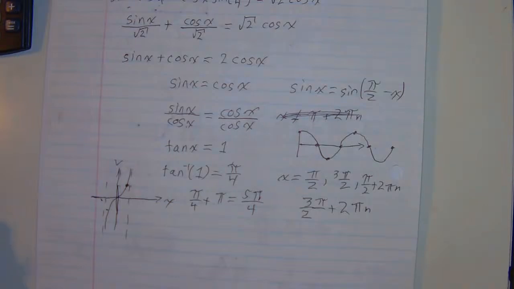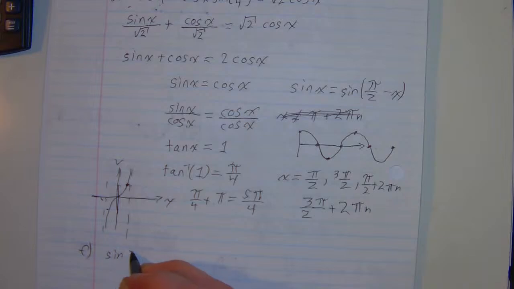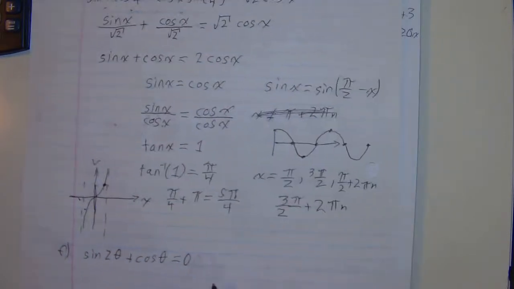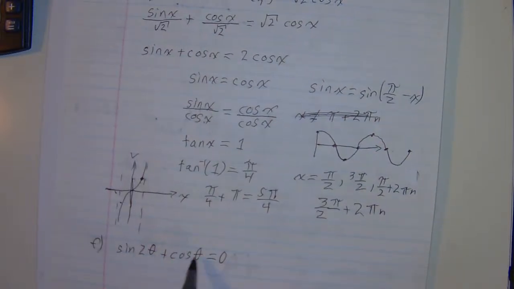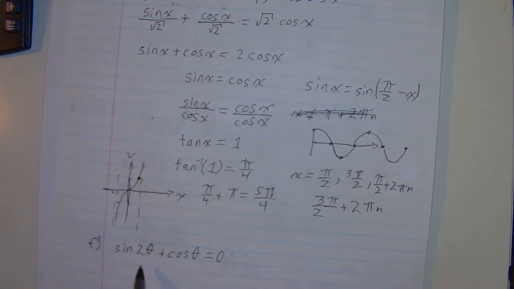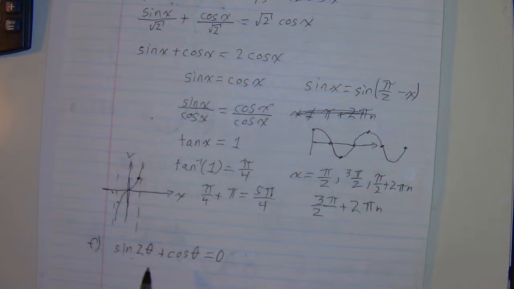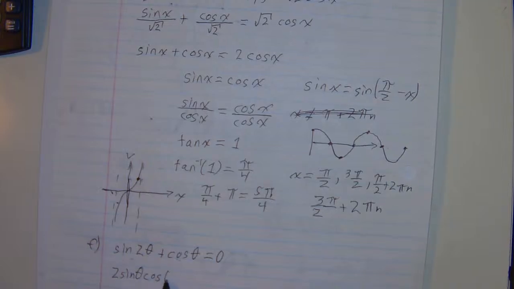Okay, so I want to do one more before we finish up today. And this one we have sine 2 theta plus cos theta equals 0. Well, we can see already that we've got some different things inside: 2 theta here, cos theta there, and that we also have two different trig ratios. So we're first going to do some transforming with identities. So sine 2 theta, that's 2 sine theta cos theta.